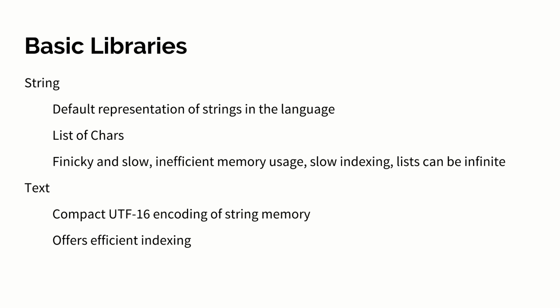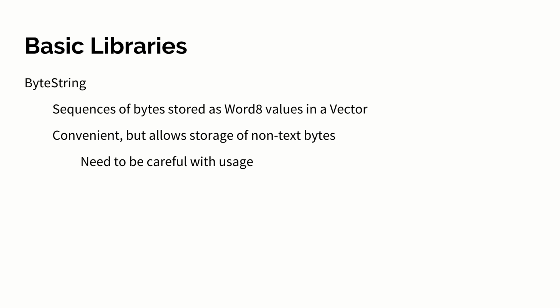It stores textual data in a UTF-16 encoding that is much more memory efficient. And finally, the ByteString library is another way of storing textual data. However, it actually just stores sequences of bytes as word 8 values in a vector. And while this is a convenient way to work with data, one needs to be aware that one can accidentally store non-textual bytes within the underlying vector, and be careful in analyzing those word 8 values, knowing that they may or may not contain true text values.